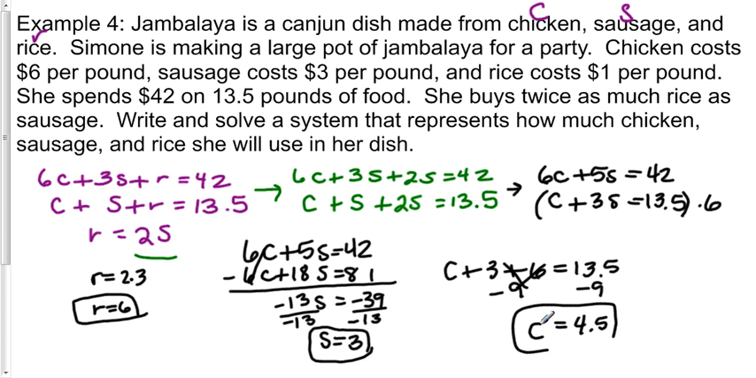Okay, so now to answer the question, you would say we're going to use 4.5 pounds of chicken, 3 pounds of sausage, and 6 pounds of rice in the jambalaya.